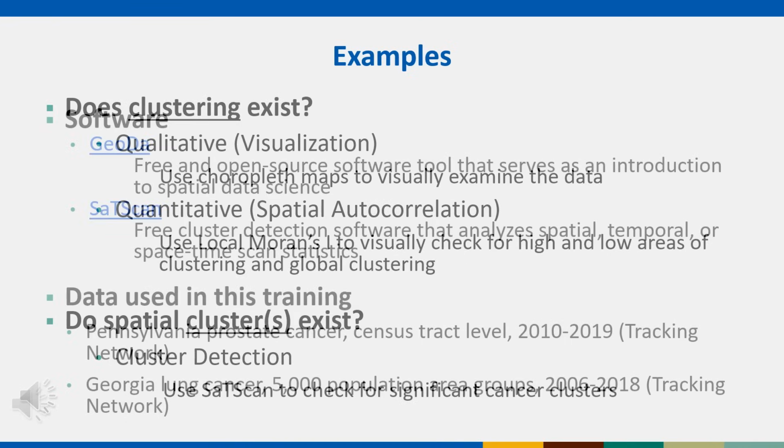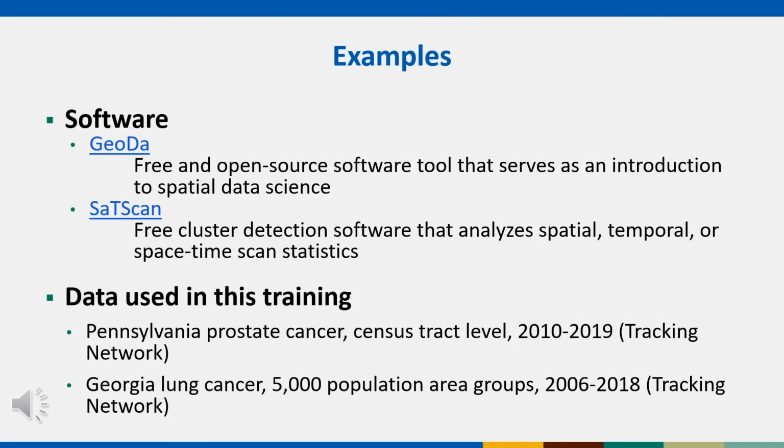New slide titled Examples. Software. GeoDA: free and open source software tool that serves as an introduction to spatial data science. SaTScan: free cluster detection software that analyzes spatial, temporal, or space-time scan statistics. Data used in this training: Pennsylvania prostate cancer, census tract level, 2010 to 2019, Tracking Network. Georgia lung cancer, 5,000 population area groups, 2006 to 2018, Tracking Network. We're going to show a few examples of these techniques.